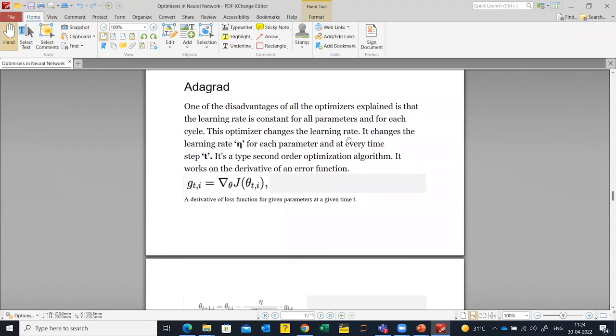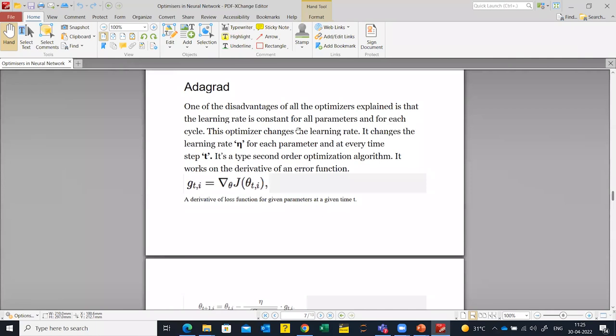Now coming to the next one, which is Adagrad. Those who have some knowledge of deep learning have probably heard of these terms, Adagrad or Adam, right? So Adagrad is again an optimizing technique, but one disadvantage of the optimizers explained so far is that the learning rate is constant for all the parameters and for each cycle. So if you have three input variables, X1, X2, and X3, the learning rate will be the same for all three. The weight might be different, but the learning rate will be the same. Now this optimizer changes the learning rate, N, for each parameter and at every time step t.